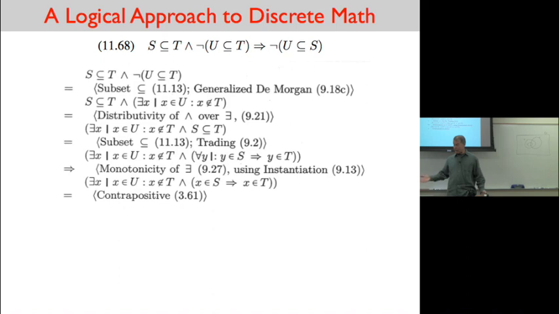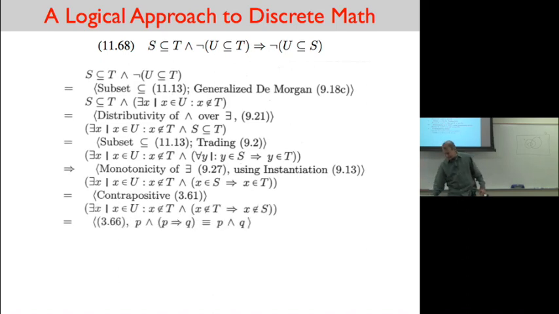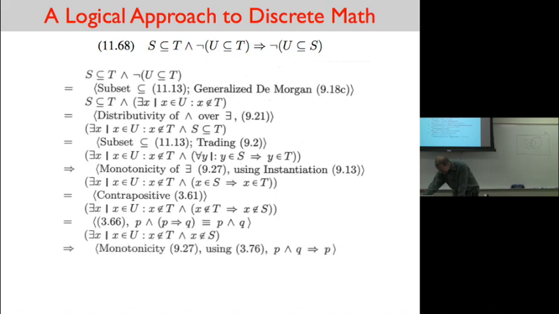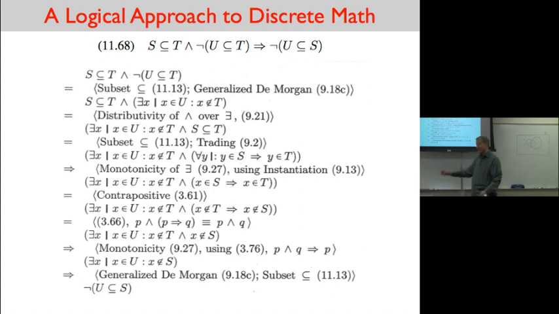But now what about contrapositive? Oh, this one's easy. Contrapositive: flip them and make them negative. Okay, make them negative. And now, 3.66, P and P implies Q equals what? So that'll be there exists an x, P and Q, range x is an element of U, body x is not an element of T, and x is not an element of X. Yes. And then monotonicity, blah, blah, blah, and then generalized De Morgan, and boom, and we're done.